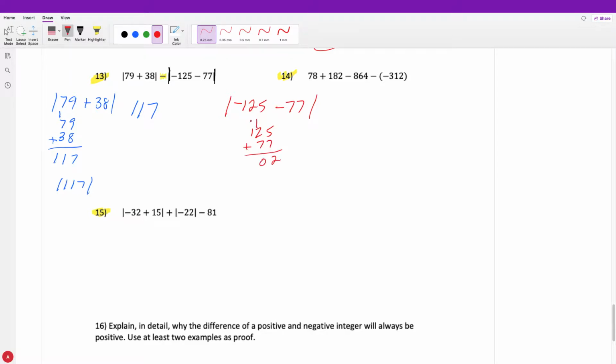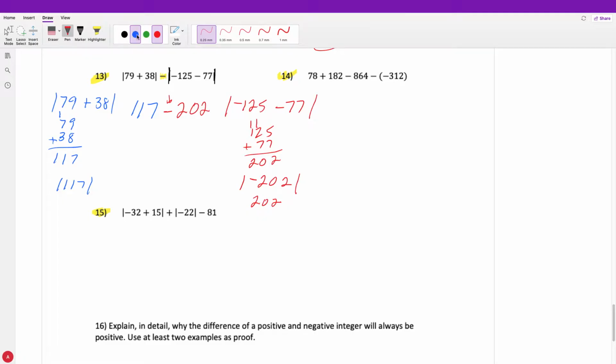So this would give me 9, 10, and then this gives me 2. And since they were both negative, I know it's the absolute value of negative 202, which is also positive 202. So it becomes minus 202. All right. This gives us a positive number, but we are subtracting it. So that's why that's still minus 202.